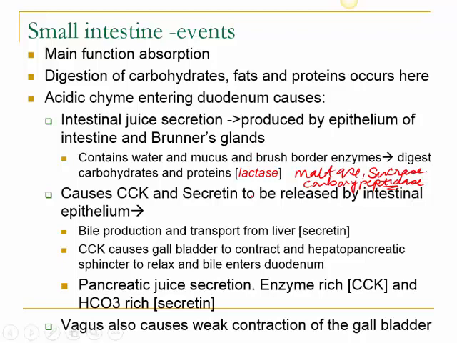Okay. So that was what happens in the intestinal cells. The other thing is the intestinal cells also contain enteroendocrine cells. Remember all of the tract? So this acidic chyme, when it comes, stimulates the intestinal cells and causes the release of cholecystokinin.